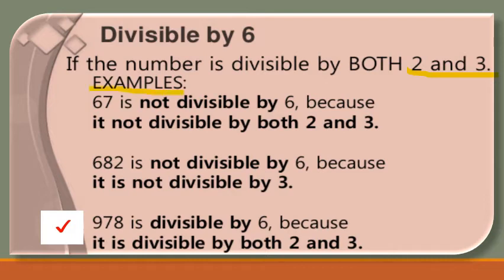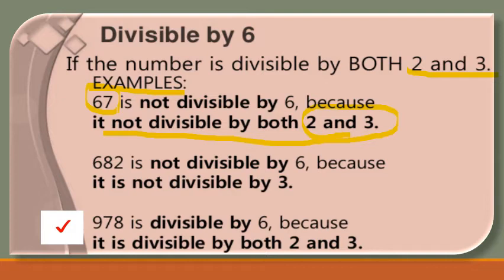For example, let's take the number 67. Firstly, 67 is not an even number. So further, we will not add the digits for the divisibility test for 3. So 67 is not divisible by both 2 and 3, so it is also not divisible by 6.